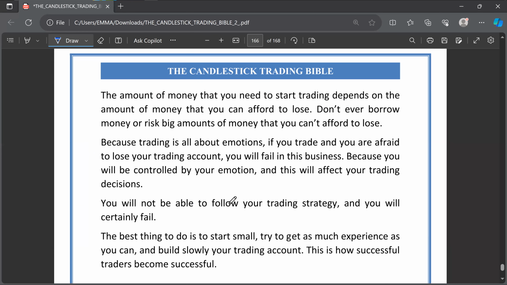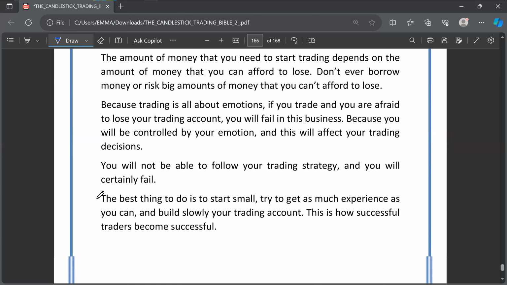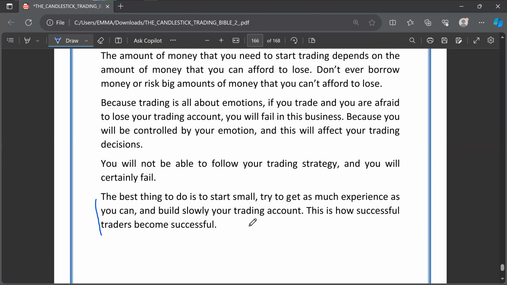Now, in the advanced lessons, I'll introduce you to some advantages, some benefits. If you follow this series, it's going to help you when it comes to finding your capital, finding your trading account. Now you will not be able to follow your trading strategy. You will certainly fail. The best thing to do is to start small and try to get as much experience as you can and build your trading account slowly. This is how successful traders become successful. So relax, one day at a time.